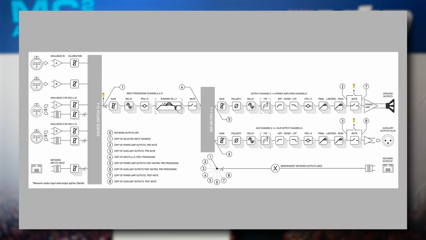The 4 processed input channels can be routed from 12 sources: 4 analog, 4 AES and 4 Dante. Dante cards are an optional extra. The first 4 DSP outputs feed the internal amplifier outputs, and the second 4 outputs feed line level auxiliaries. These auxiliary outputs can also be routed onto the Dante network. Other pick points are available.